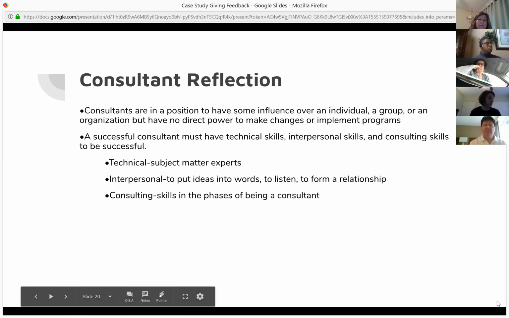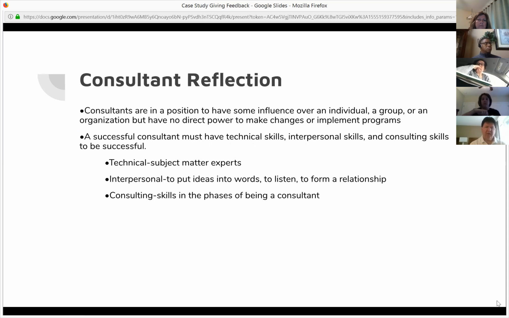Then Dr. Lamb, as we're at this point in this case, which had not a whole lot of text and information presented in it, and where we are in our program overall, not just in this class, it felt like a good place for us to look at it from a consultant role and what the consultant would encounter in this case. So we need to remember that consultants are in a position to have some influence over an individual, a group, or an organization, but they don't have direct power to make changes or implement programs.